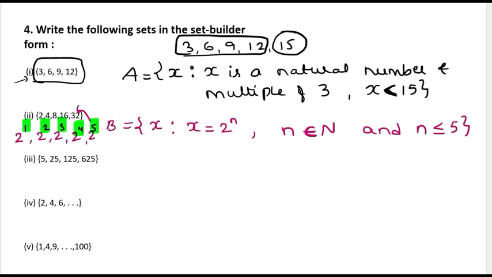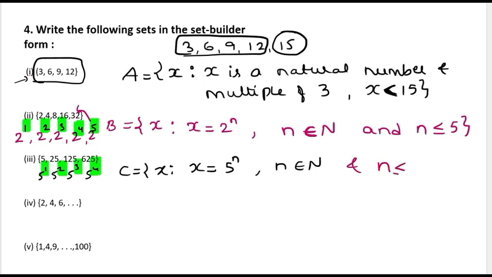Similarly, we can do fifth one. So 5 can be written as 5 to the power 1. 5 square is 25, 5 cube is 125, 5 to the power 4 is 625. So C is equal to collection of all x such that x is equal to 5 to the power n, and n is a natural number. Definitely all the powers you can see here are natural numbers and should not exceed 4. Should not exceed 4 means n should be less than or equal to 4, that means n should be 1, 2, 3 and 4.